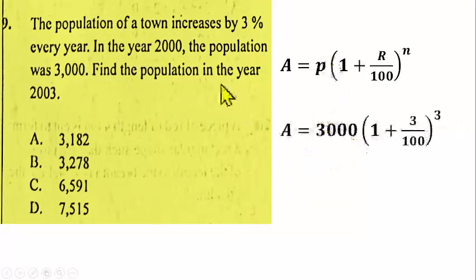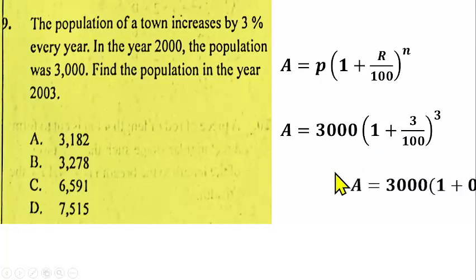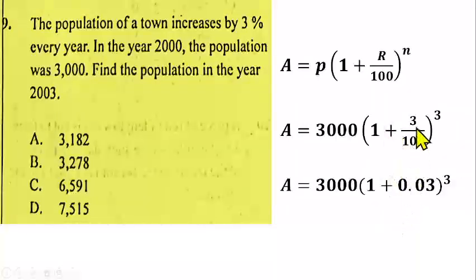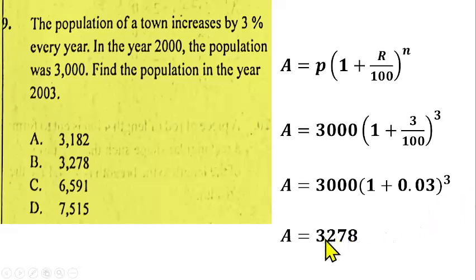So P is 3000 into 1 plus our rate 3/100, raised to power number of periods, which is 3 years. If you simplify further, we have 1 plus 0.03, since 3/100 gives 0.03, raised to power 3. From there, we can simplify further with a calculator. That should give us 3278 approximately, which is option B.